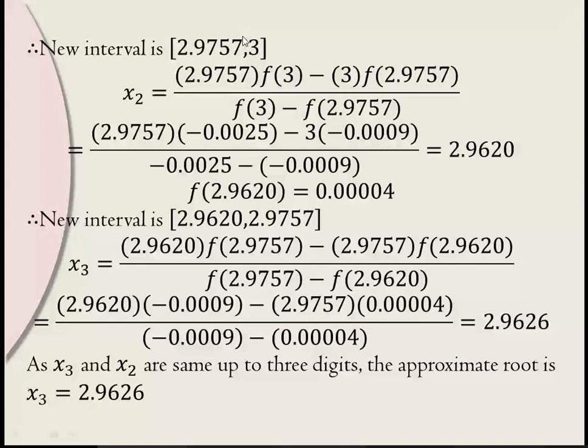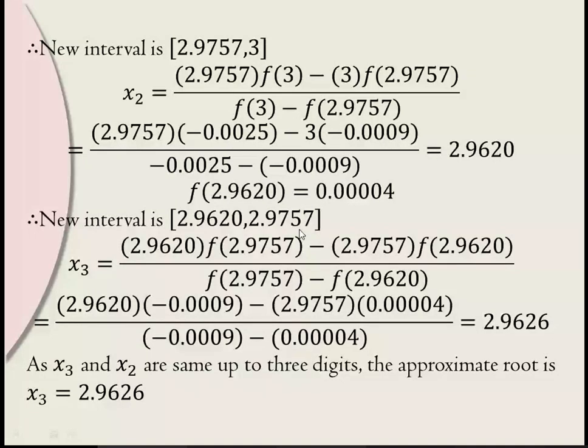That will be this term, minus 3 into the value of this function that we have already calculated, minus 0.0009, divided by the subtraction of these two terms, and it comes out to be 2.9620. Now remove the previous value; this new value and the latest one will be the new interval. We always have to take the latest two approximate values, and do the calculation between them. So the new interval will be 2.9757, 2.9620.